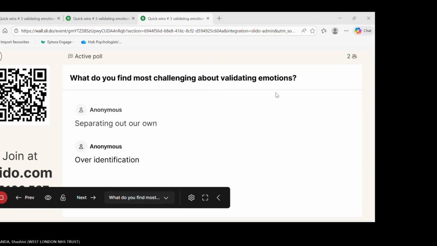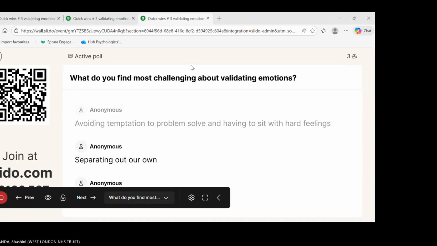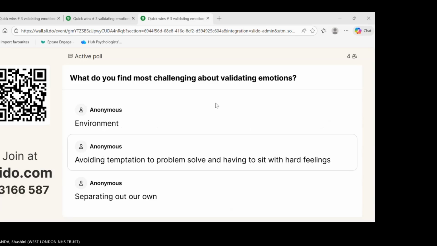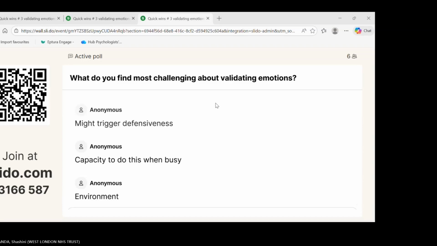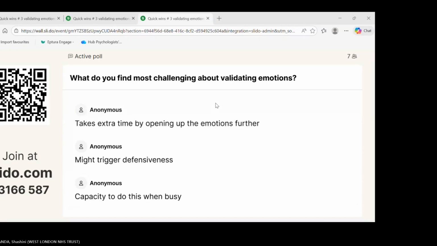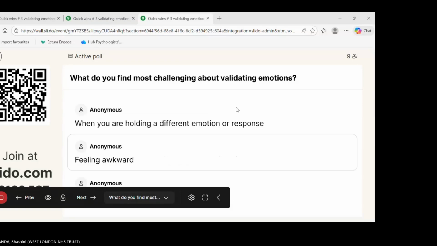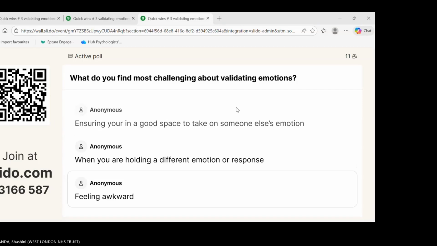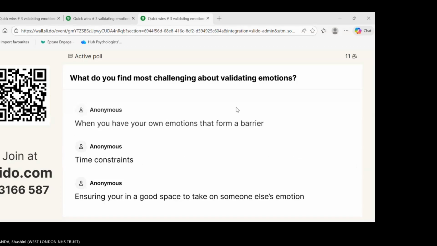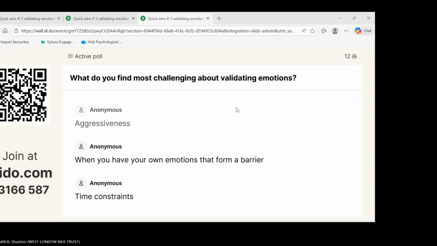Over-identification. Yep. Separating out our own. That's an interesting one. Because I think, like I mentioned, we also have those intense emotions working in such a unit, and then we're facing quite a lot of them. So yes, that can happen where the emotions just kind of mesh. Avoiding the temptation to solve, environment, defensiveness, that's an interesting one. Feeling awkward, oh, I can relate, definitely. Ensuring you're in a good space to take on someone else's emotion.